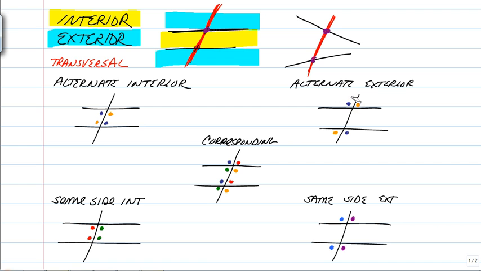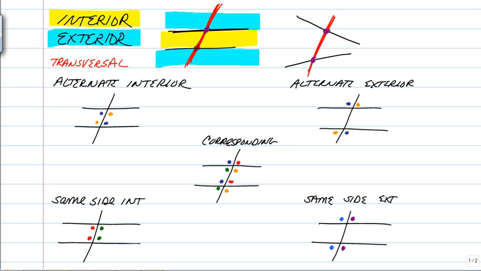Same thing with same side exterior. In relationship to same side interior, they both have to be exterior angles, but they're on the same side of the transversal. Okay, so these just take a little bit of practice, and you're going to have plenty of that coming up shortly. Now the last one is corresponding angles.